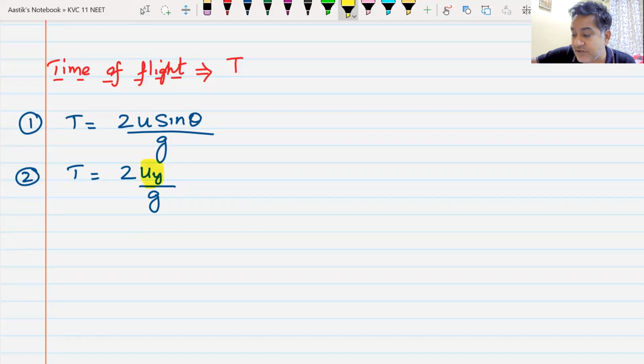The only change that has occurred, that is not even a change, because in that question your uy was equal to u. Here in this question, uy is not equal to u, it is equal to u sine theta. Do we understand this? So this case is exactly similar to that case. The only difference is that there the entire velocity was upwards. Here, the velocity is like this.